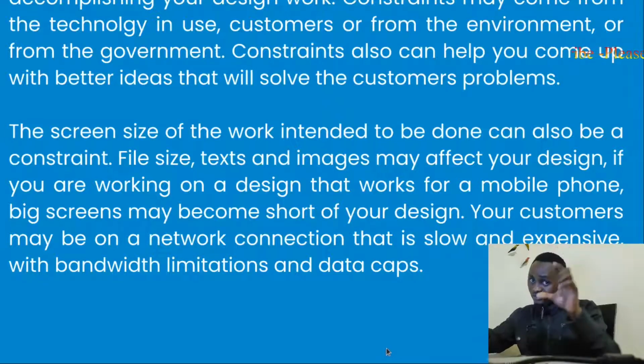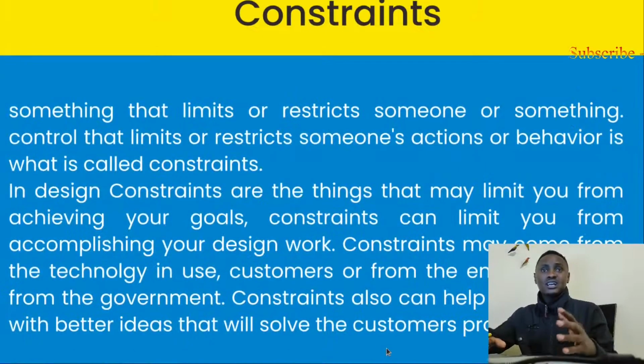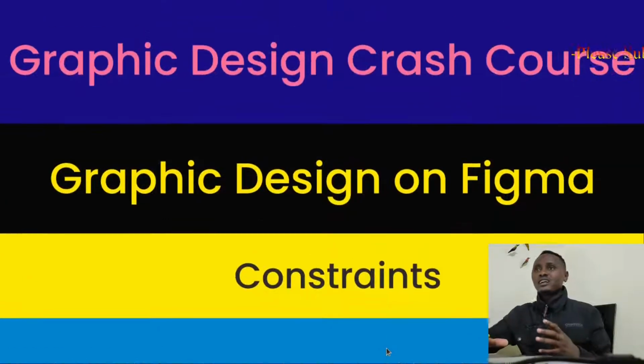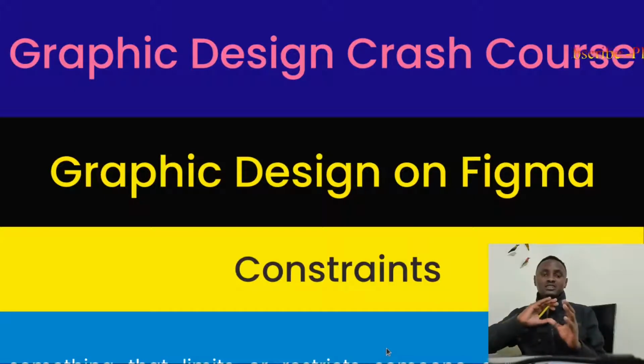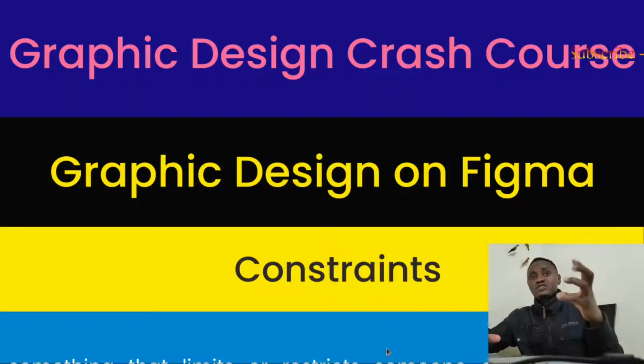If you are designing something for small screens, your customers may be on a network connection that is slow and expensive, with bandwidth limitations and data caps. Those are constraints. So while you're working on design, it is always important to know that you will meet these constraints. You will also have a hard time convincing your customers, your consumers. We talked about the things that may hinder you from achieving your goals, and definitely what limits you or restricts you from achieving or accessing or acquiring your intended goal is what we call a constraint.